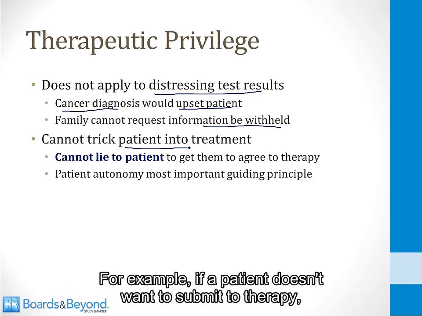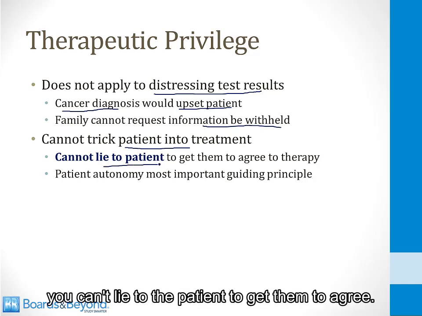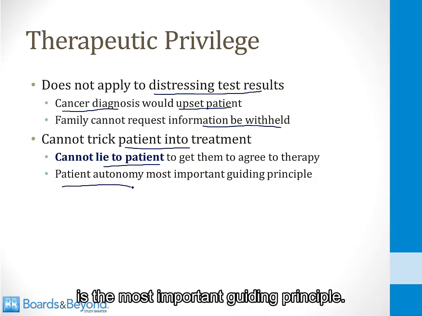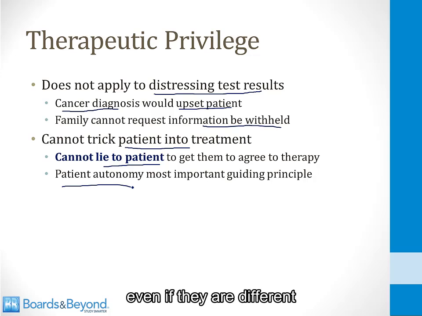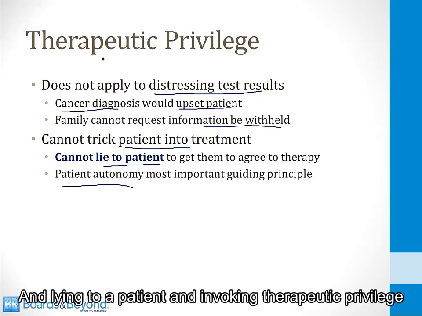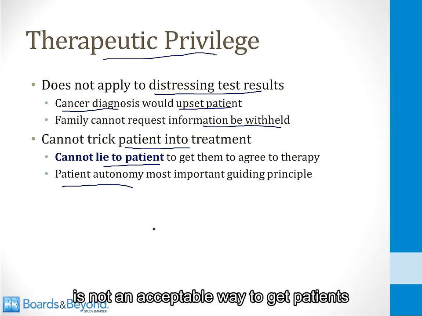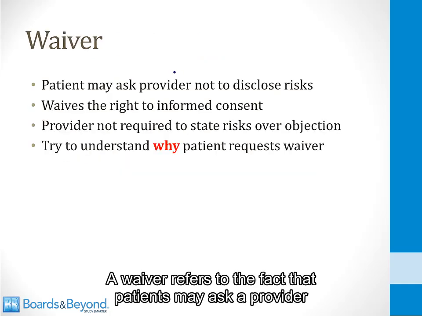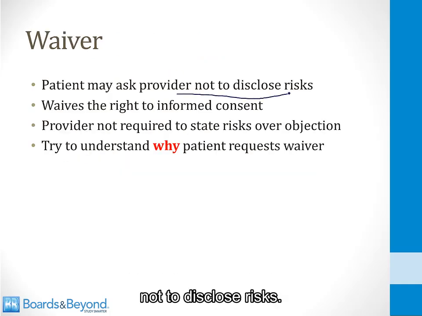For example, if a patient doesn't want to submit to therapy, you can't lie to the patient to get them to agree. If you've watched the video on ethical principles, you know that patient autonomy is the most important guiding principle. You have to respect patients' decisions even if they are different from what you think they should do. And lying to a patient and invoking therapeutic privilege is not an acceptable way to get patients to agree to therapy.